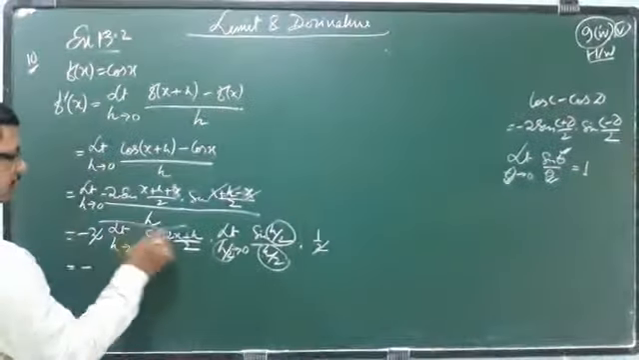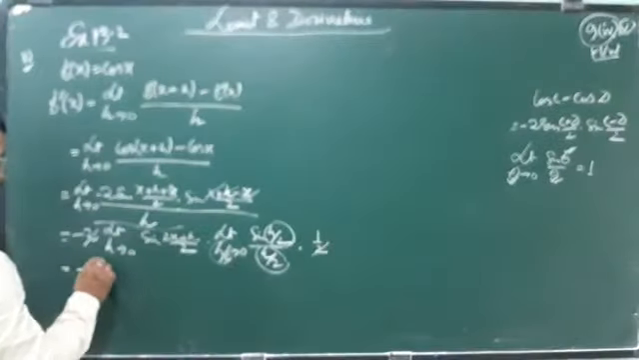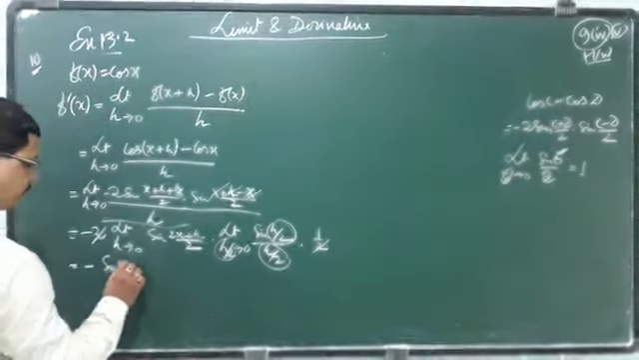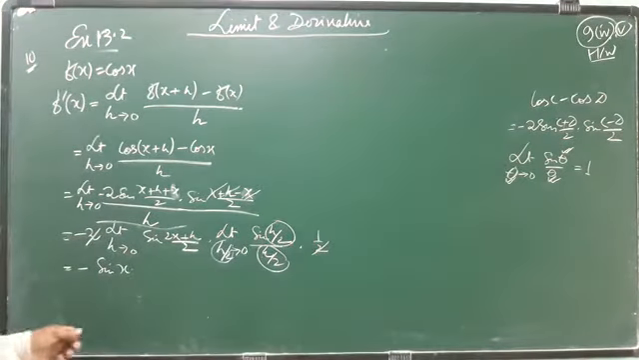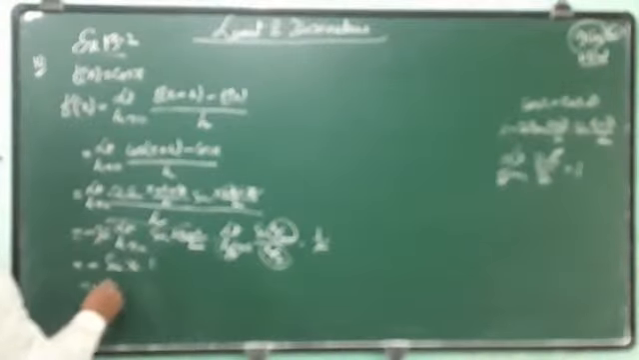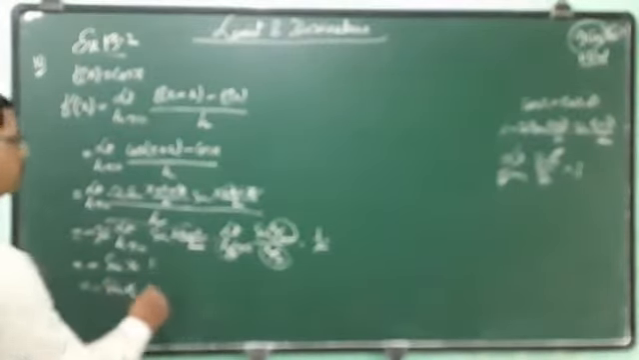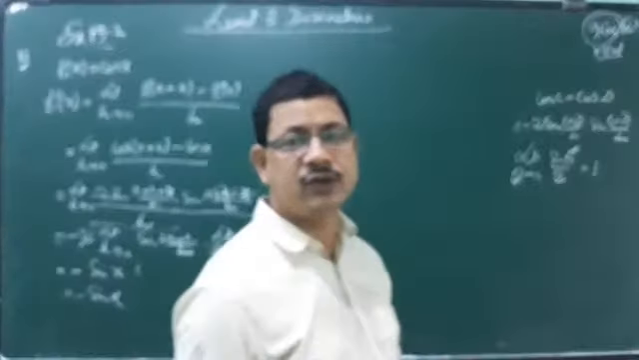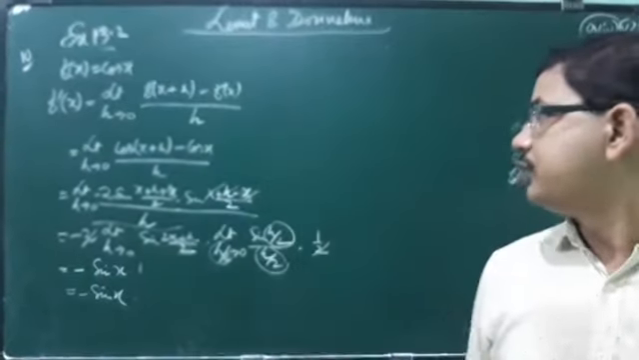If we take the limit, putting only h equal to 0, the sine of 2 times x by 2, that is, twice x by 2, is sine x. This is completely 1. So what we get? Differentiation of cos x with respect to x is minus sin x.